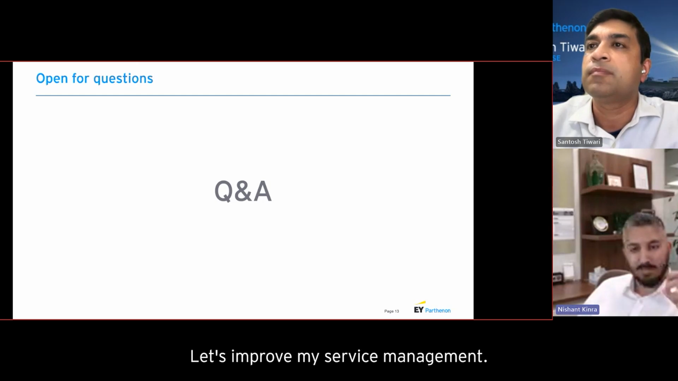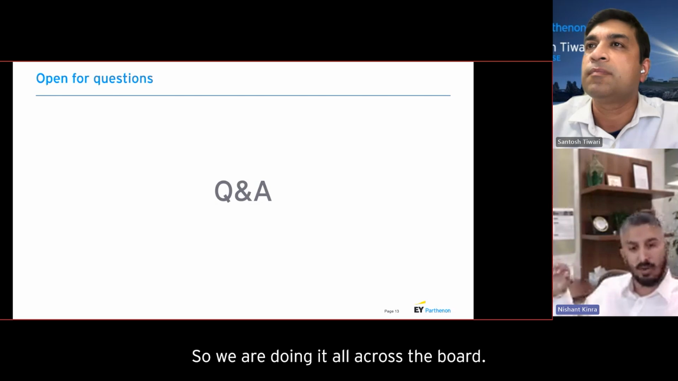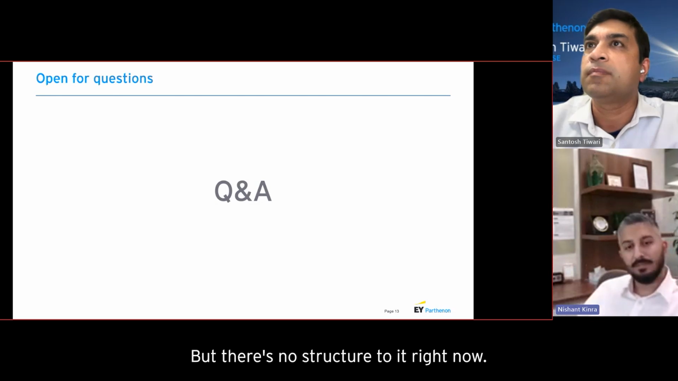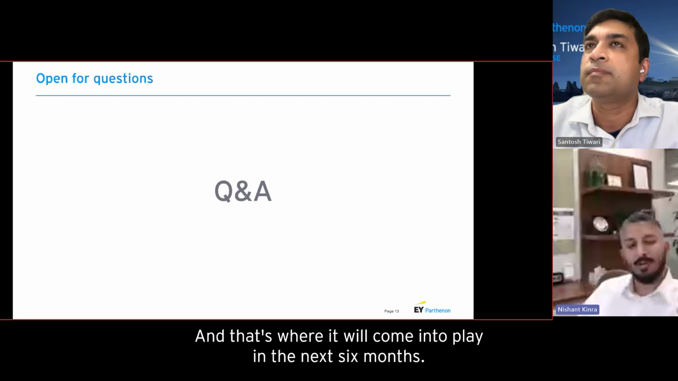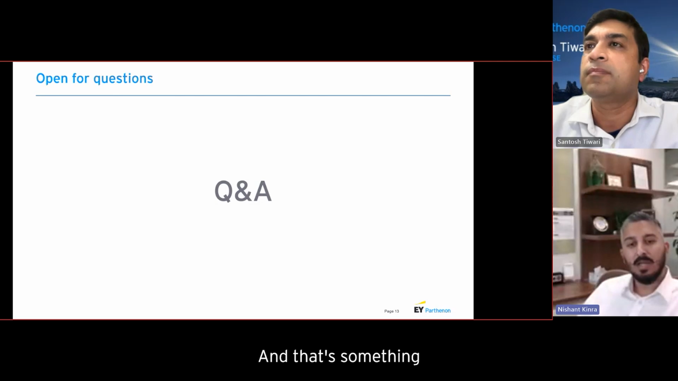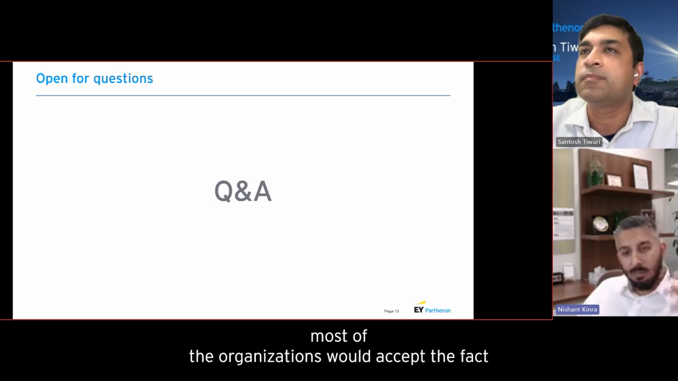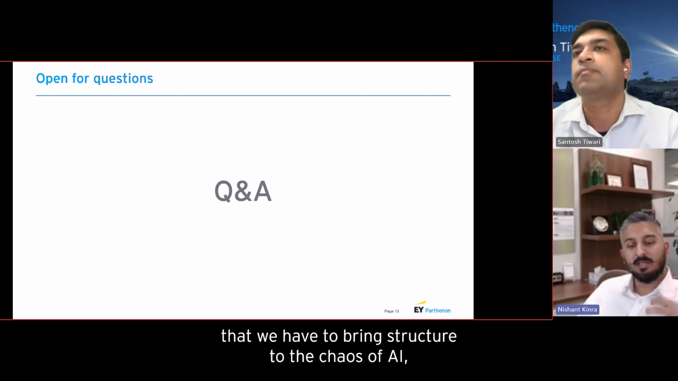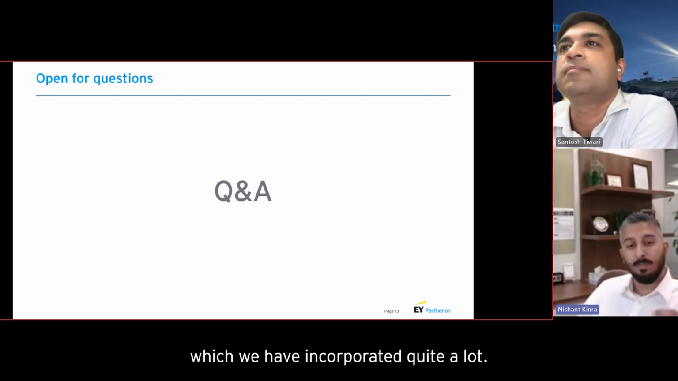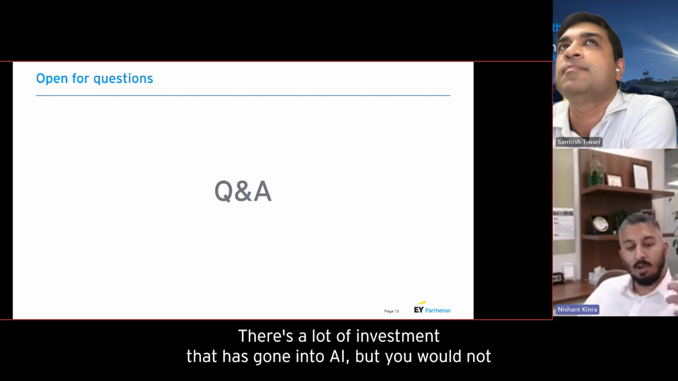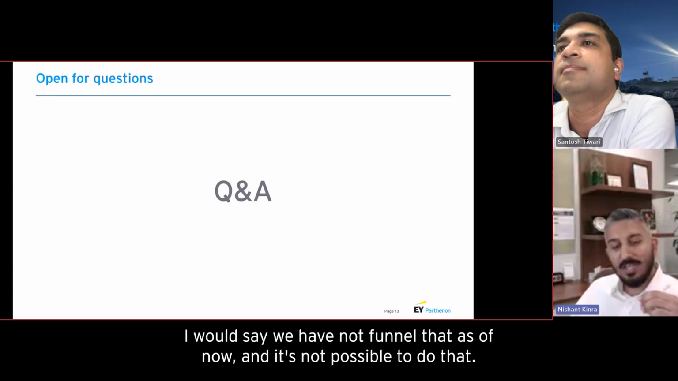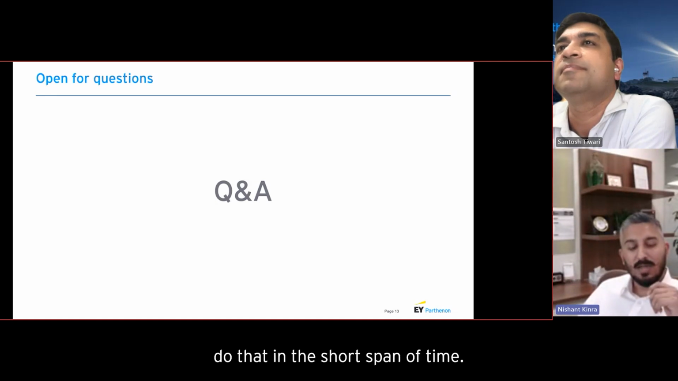Let's improve my service management. So we are doing it all across the board, but there's no structure to it right now. And that's where it will come into play in the next 6 months. My opinion is that within the next 6 months, most organizations would accept the fact that we have to bring structure to the chaos of AI, which we have incorporated quite a lot. There's a lot of investment that has gone into AI, but we've not funneled that as of now, and it's not possible to do that in a short span of time.